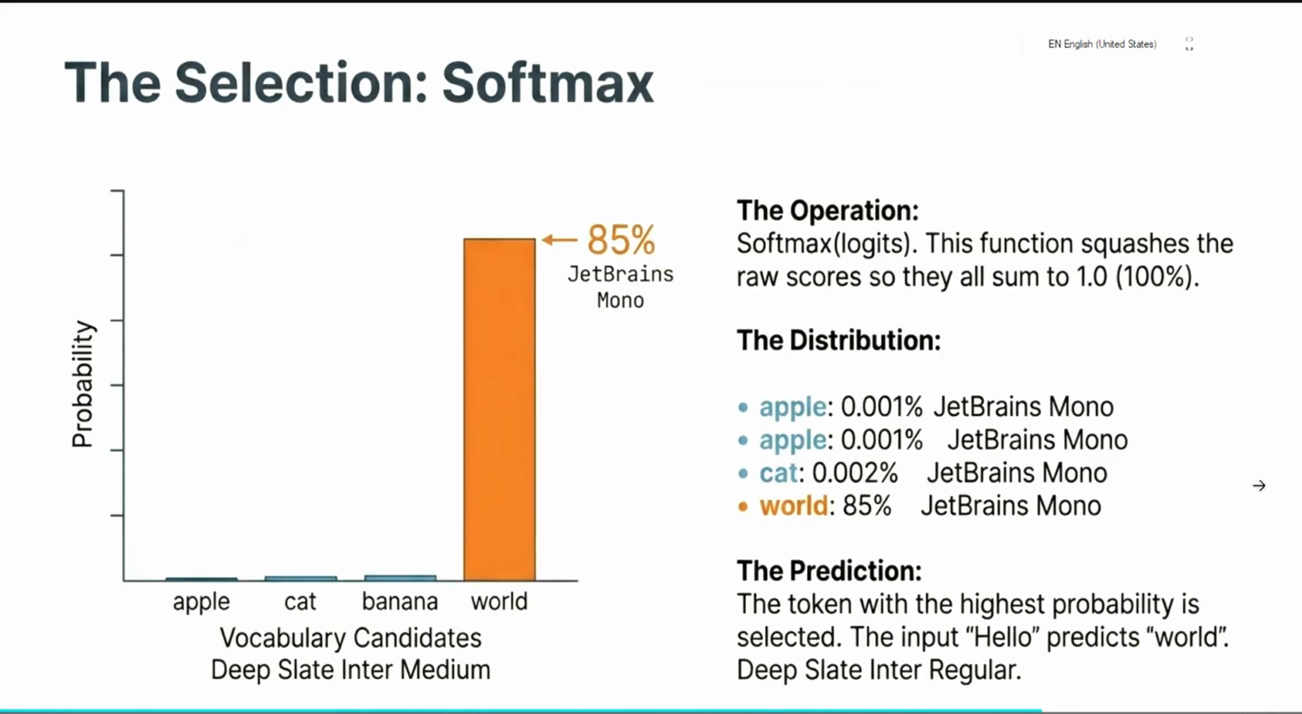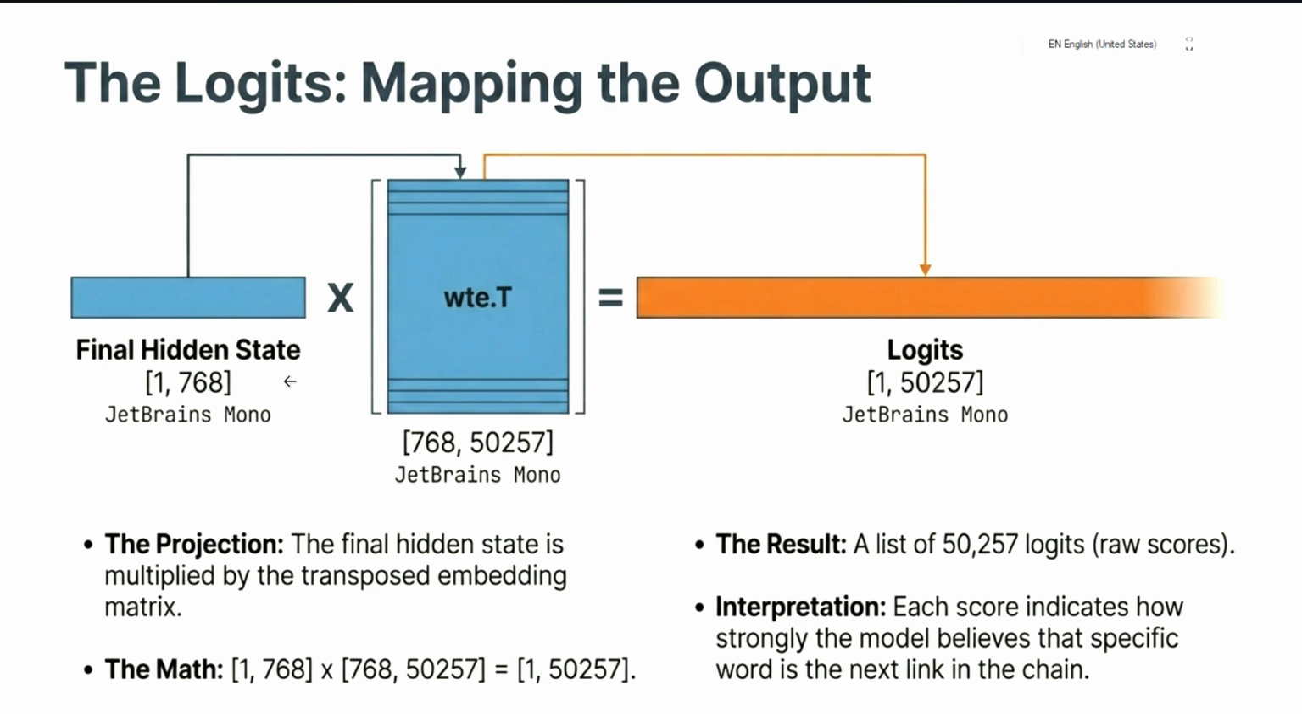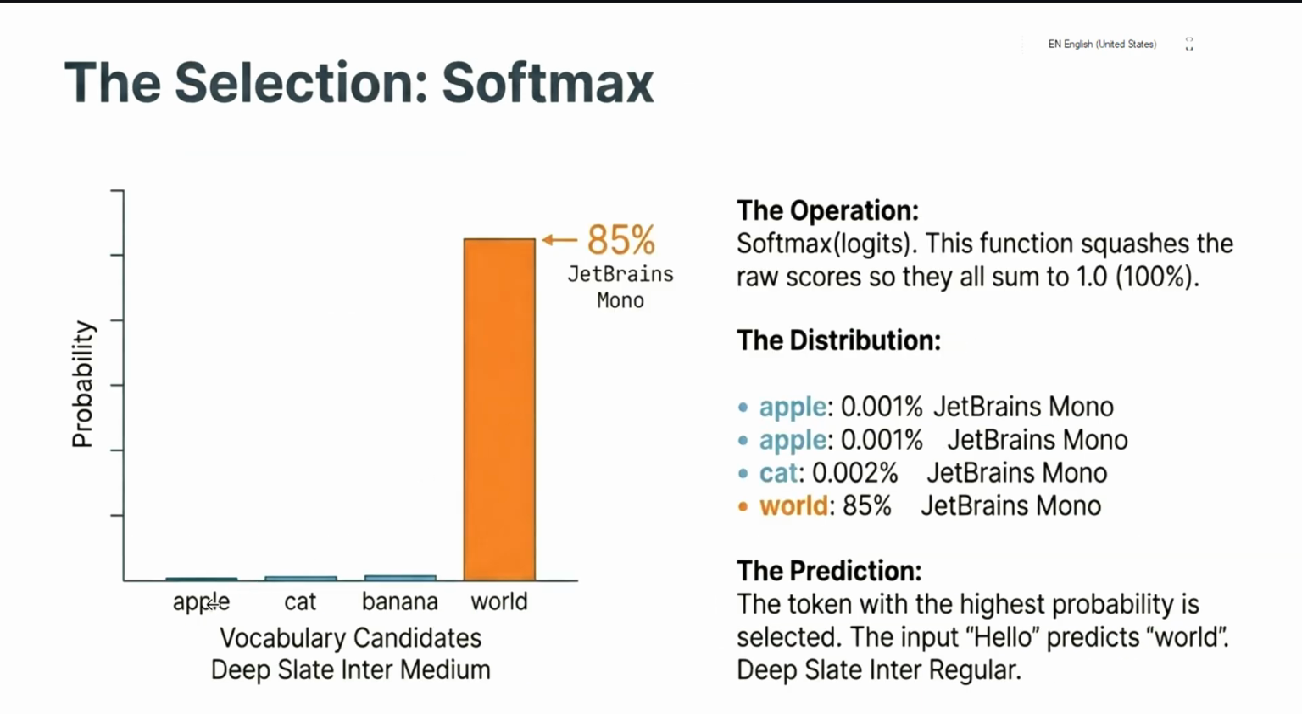So I think that is most of it. This is the final hidden state, and you multiply it with the unembedding, the weight matrix but transposed, and you get the logits. Logits are your predictions, and in this case, apple, cat, banana, world, the one with the most probability, you just output after a softmax.